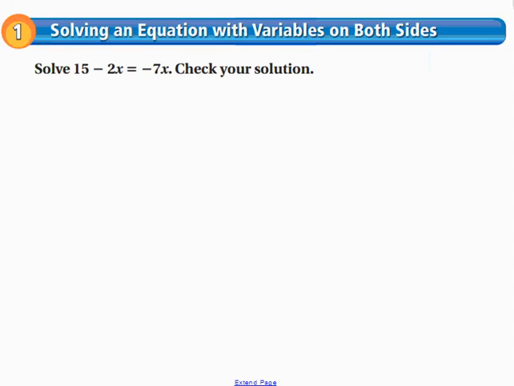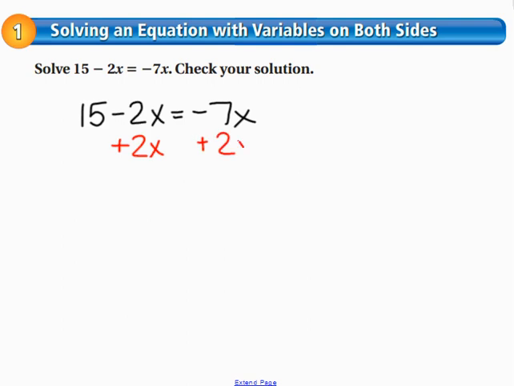All right, first equation, 15 minus 2x equals negative 7x. So when you're solving an equation with variables on both sides, you first want to get all of your variables on one side of the equation, and you can put it either on the left or on the right. That'll depend on how your equation is set up. So I want to get all of my x's combined. Since negative 7x is already by itself, I'm going to add 2x to each side. And then that's going to put all of my variables on the right-hand side.